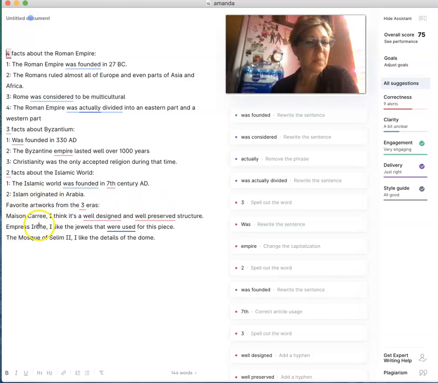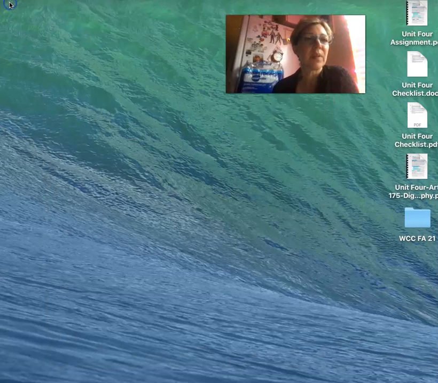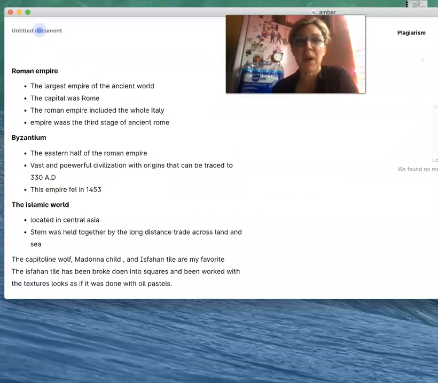Okay, these are good. Okay, now simple sentences like this, I feel like you could be a little more specific. Maybe you could tell me the color of the jewels. Maybe you could tell me what kind of details are on the dome. Okay, so this is the thing that I'm looking for. I want more detail. And you should want more too. You should be proud of your writing.